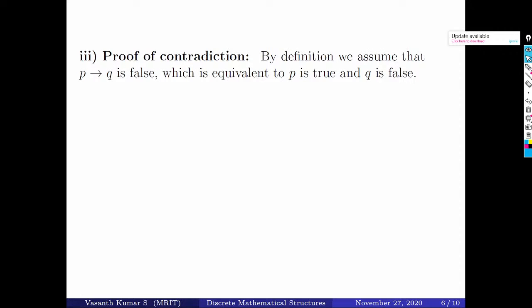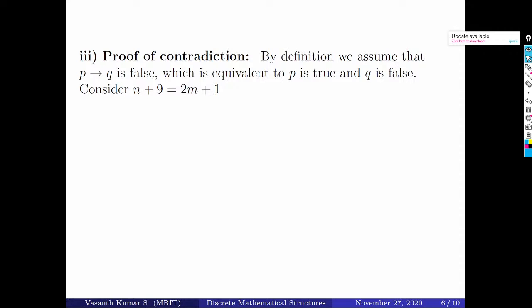So by definition, we assume that p implies q is false, which is equivalent to p is true and q is false. You know the definition of the conditional statement, the if-then statement. If p is true and q is false, then p implies q is false, right? That's why p is true here and q is false.